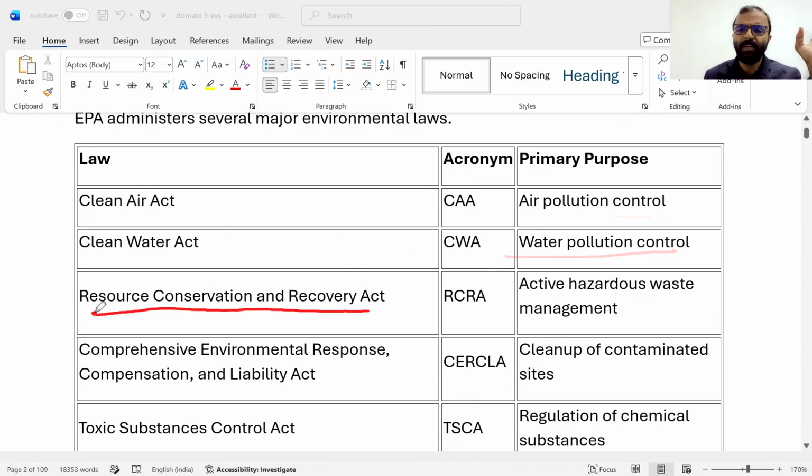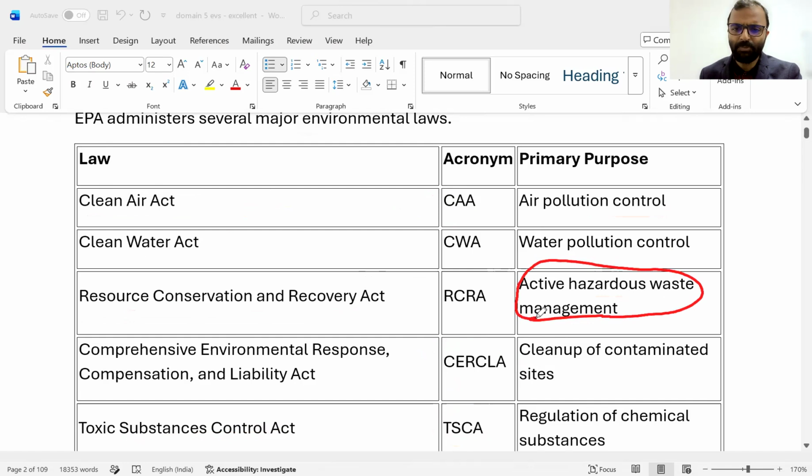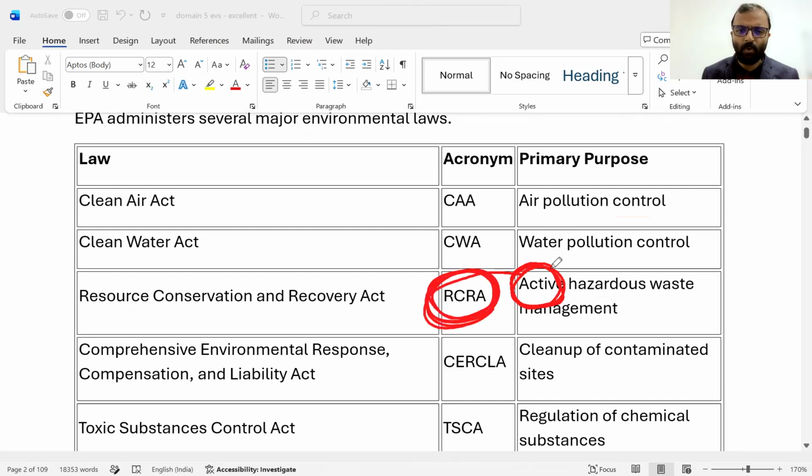Resource Conservation and Recovery Act, it is RCRA. Okay, Active Hazardous Waste Management. What does Active Hazardous Waste Management mean? They see the keywords, Active Hazardous Waste Management, and think: active hazardous waste management is RCRA. That is very important. So, what is this active hazardous waste management? Active means the waste that is present now. That is active. The waste is active now.